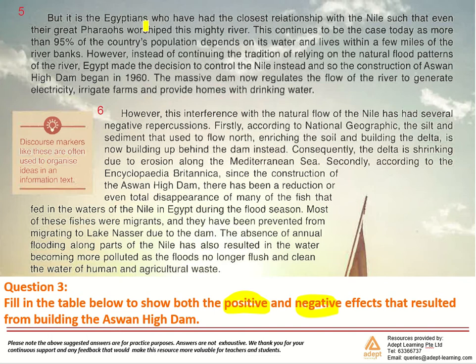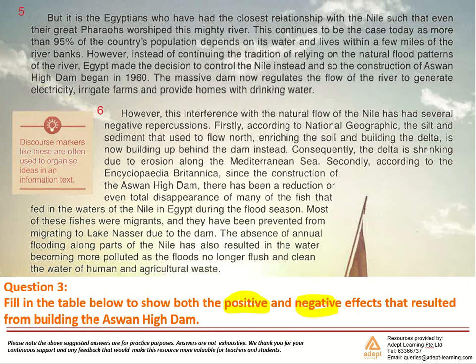But it is the Egyptians that have the closest relationship with the Nile, such that even the great pharaohs worshipped this mighty river. This continues to be the case today, as more than 95% of the country's population depends on its water and lives within a few miles of the river banks. However, instead of continuing the tradition of relying on the natural flood patterns of the river, Egypt made the decision to control the Nile instead, and so the construction of the Aswan High Dam began in 1960. The massive dam now regulates the flow of the river to generate electricity, irrigate farms, and provide homes with drinking water.